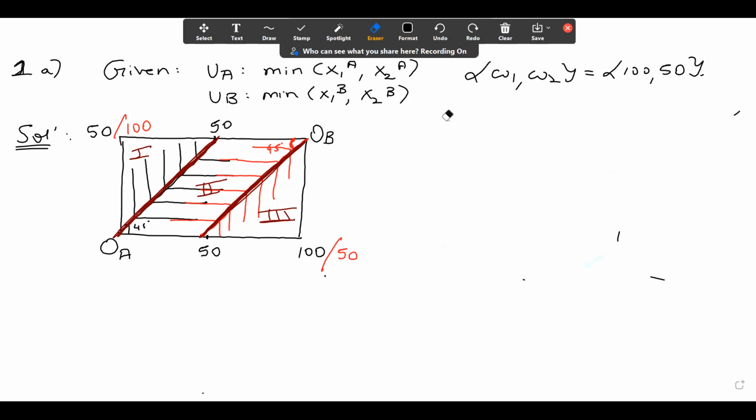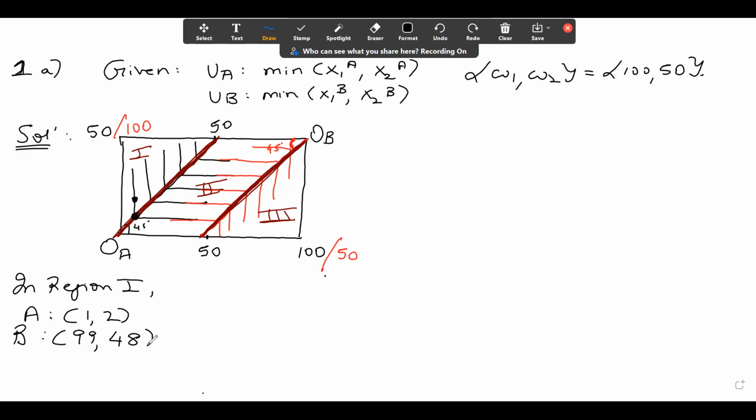Okay, erasing this particular part, let's quickly take a point in region 1. I take a random point. Suppose A has 1, 2. This was 1, 1. A point here would mean 1, 2. How much does B have? 99, 48, because the total should be 100, 50. What is the utility A gets? 1. What is the utility B gets? 48.